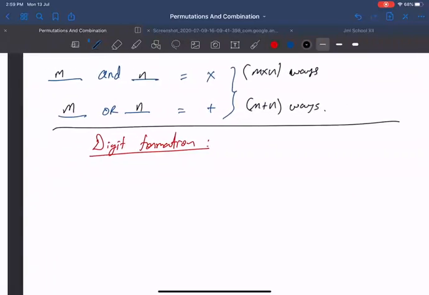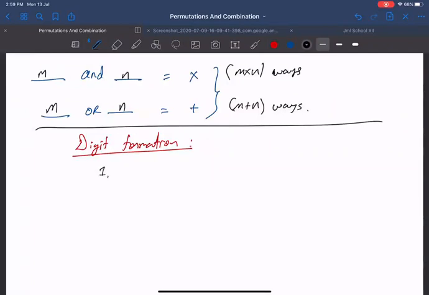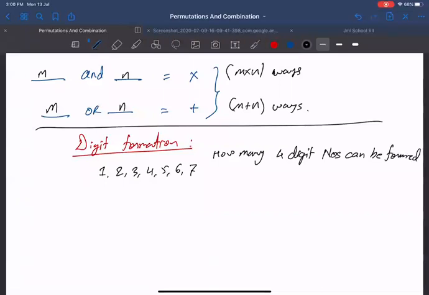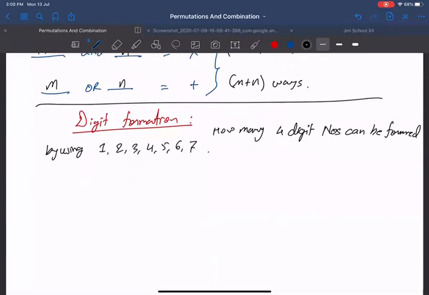Suppose I have the digits 1, 2, 3, 4, 5, 6 and 7. How many 4 digit numbers can be formed? So first question is this: how many 4 digit numbers can be formed by using this? So question makes sense? Yes sir, it makes sense. How many 4 digit numbers can be formed by using these digits?